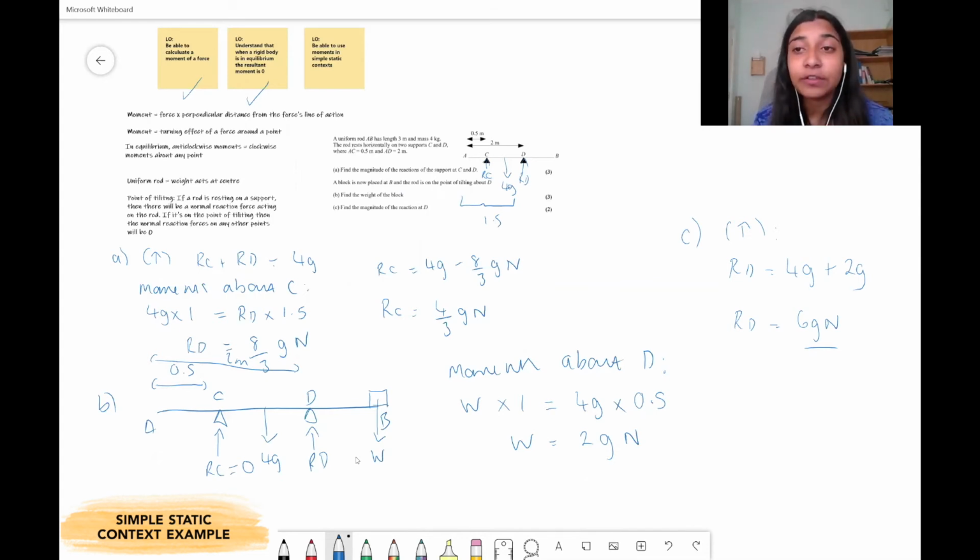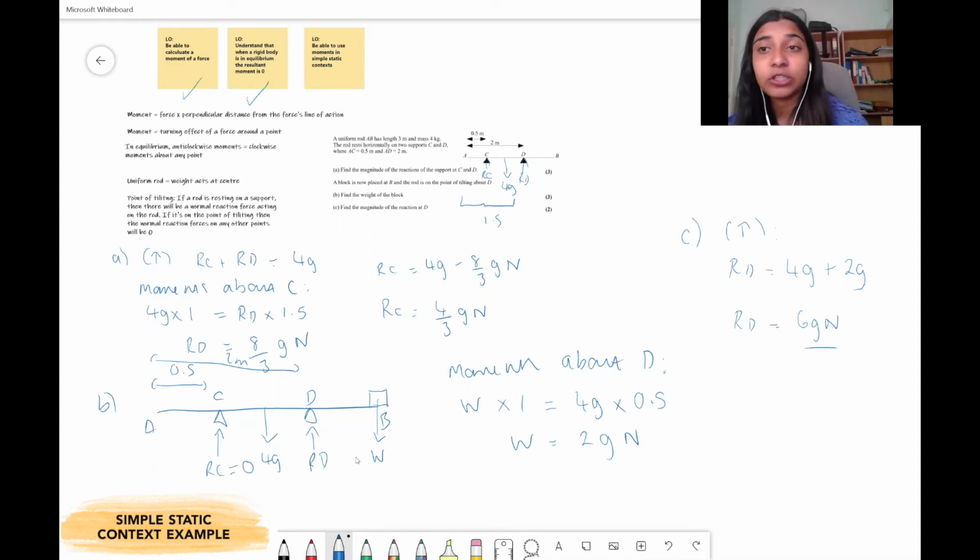And just remember that if it's a uniform rod, then your weight will act at its centre. And if something's at the point of tilting, then that means there's only a reaction force at that support. The other supports, the reaction forces will cancel out to 0.